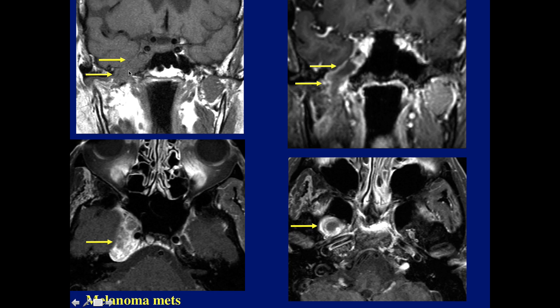Here's another case of a melanoma met. Look at the marked thickening here in the region of Meckel's cave and the thickened mandibular nerve. You can see here the thickened mandibular nerve with the enhancement surrounding it. And here it is, again, the foramen ovale region. Notice this enhanced enlarged nerve in the axial plane.